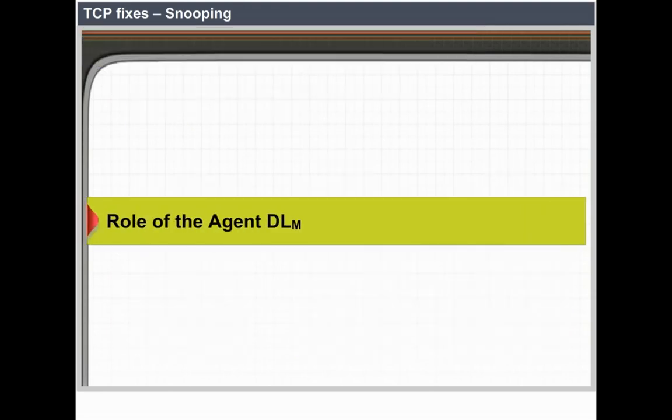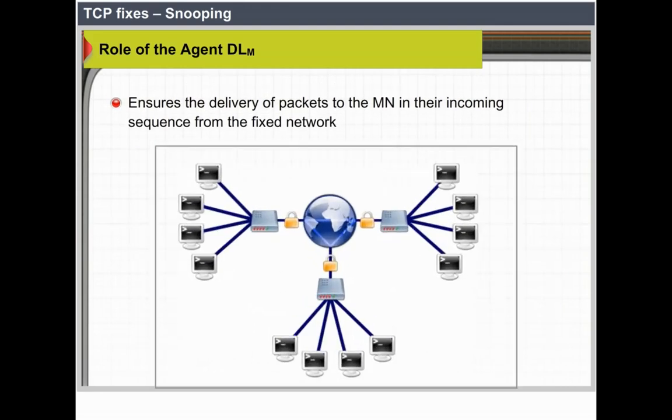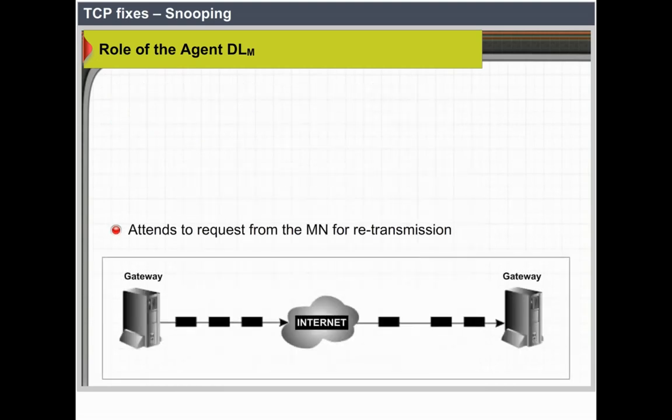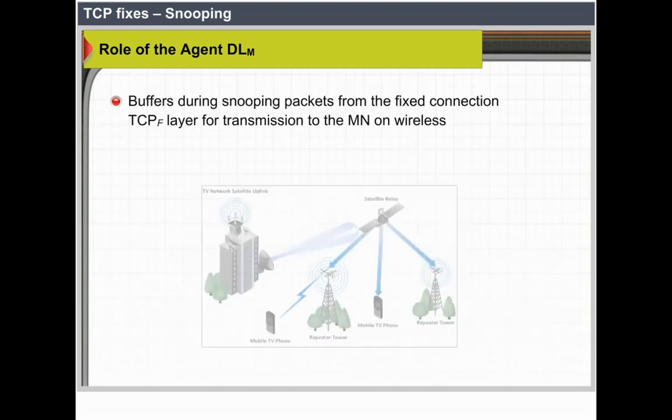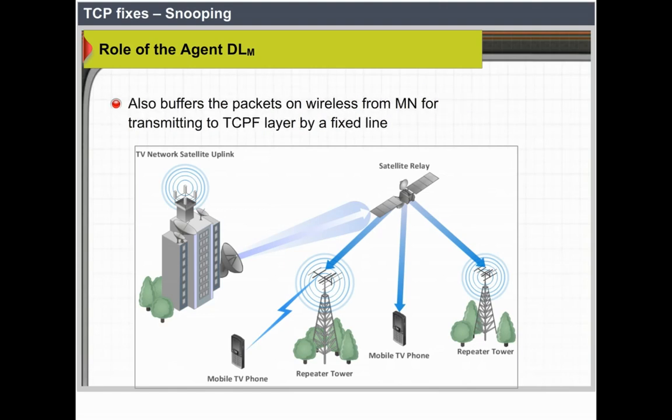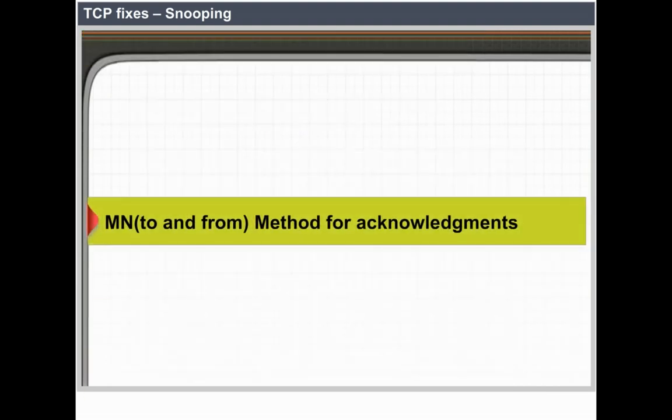Role of the agent DLM. It ensures the delivery of packets to the MN in their incoming sequence from the fixed network. It attends to requests from the MN for retransmission. It buffers, during snooping, packets from the fixed connection TCP-F layer for transmission to the MN on wireless. It also buffers the packets on wireless from the MN for transmitting to the TCP-F layer by a fixed line. Method for acknowledgements to and from the MN.